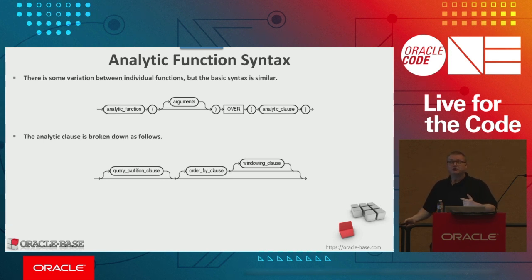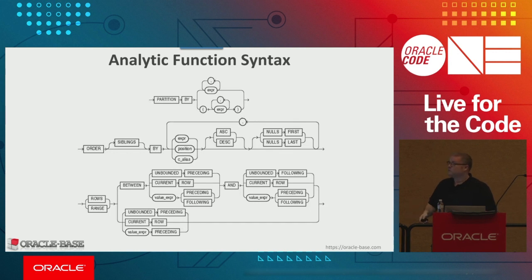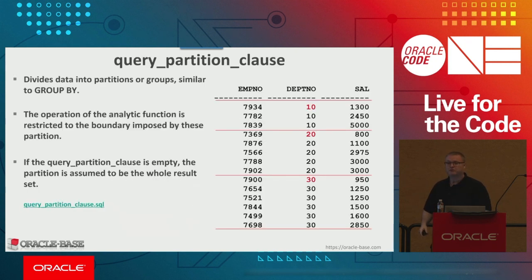The analytic clause is made up of three optional pieces: a query partition, an order by, and a window clause. If we were to look at the manual for what these are, you'd see this. The partitioning clause looks fairly simple. The order by clause looks a bit more complex, and okay, that's pretty ugly. So I'm going to forget all that, and I'm going to try and liken this to aggregate functions to make it as simple as possible.